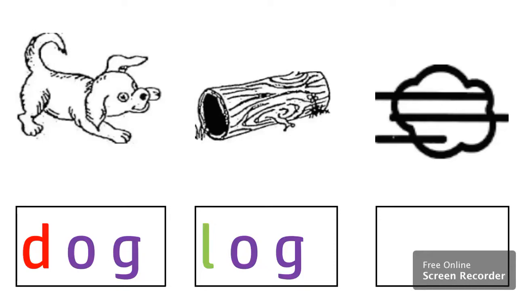Now the last picture you can see, it is a picture of fog. Yes, it is a picture of fog. So what is the spelling of fog? F-O-G. F-O-G. Fog. Excellent.